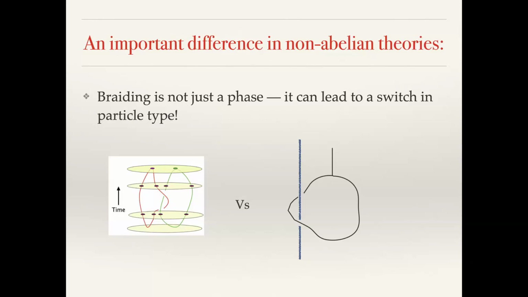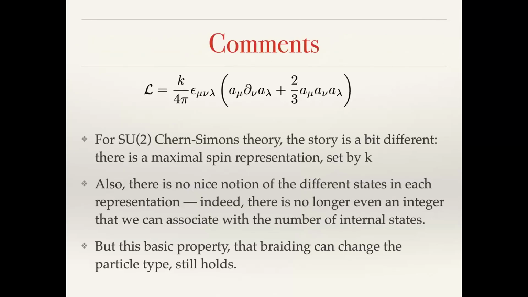And so this is something that people got really excited about, quite some time ago, because they were like, hey, look, braiding in these non-abelian theories is not just a phase, it can lead to a switch in the particle type. I should say that for SU2 Chern-Simons theories, okay, so maybe now we want to come back to quantum Hall, and we say we should be thinking about Chern-Simons theories, and we want to have this non-abelian Chern-Simons theory.